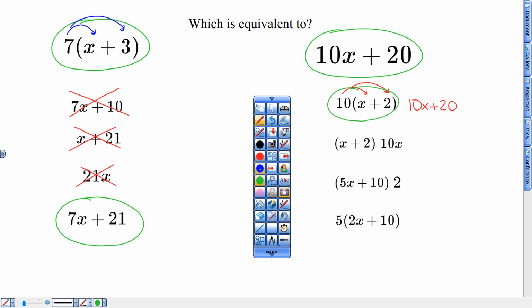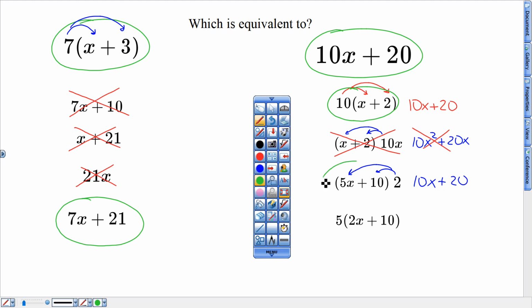If I take this next one and reverse distribute, that gives me 10x squared plus 20x. Again, 10x times x is 10x squared. That is not equivalent. That is not good. It's close. I take this next one, reverse distribute, 2 times 10, 2 times 5x. That gives me 10x plus 20. Again, equivalent to that one up there.